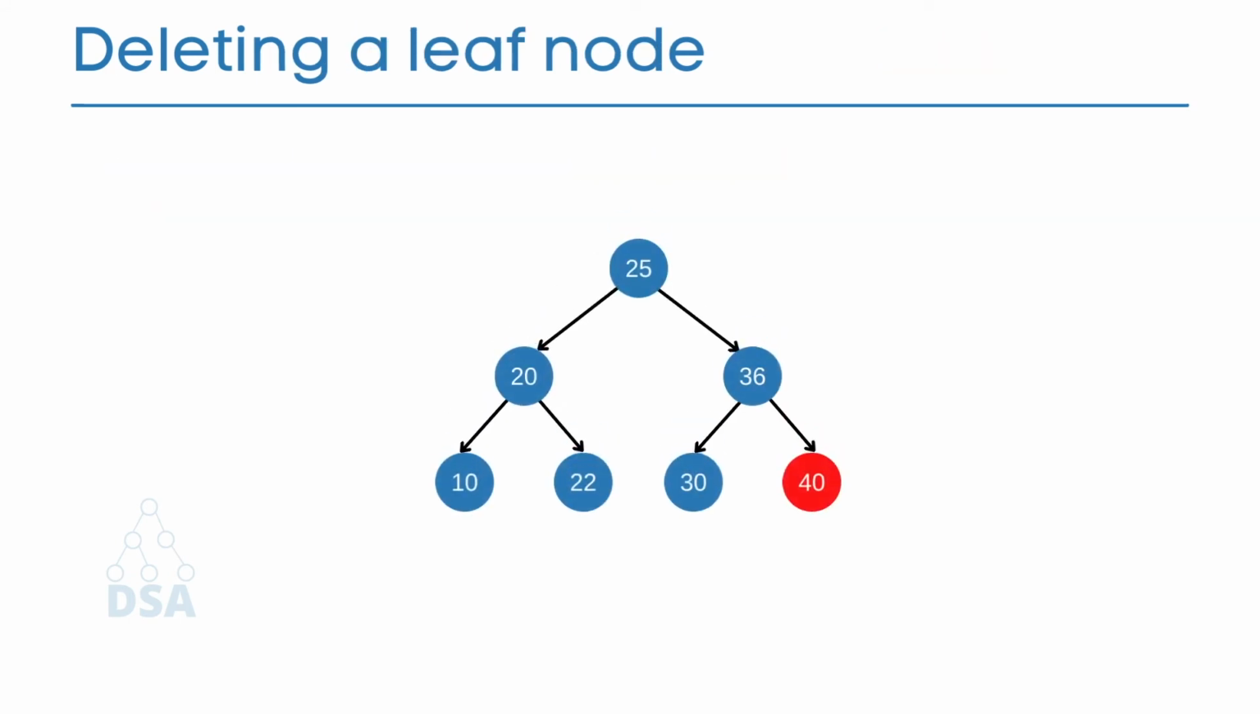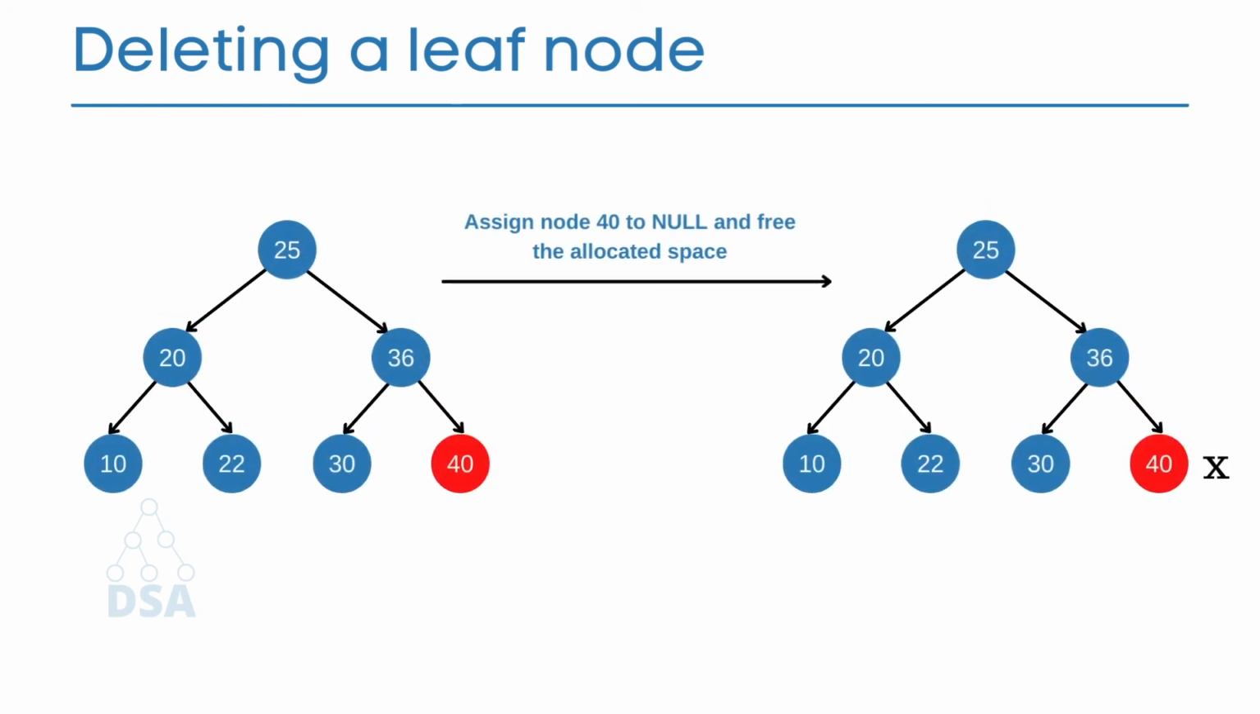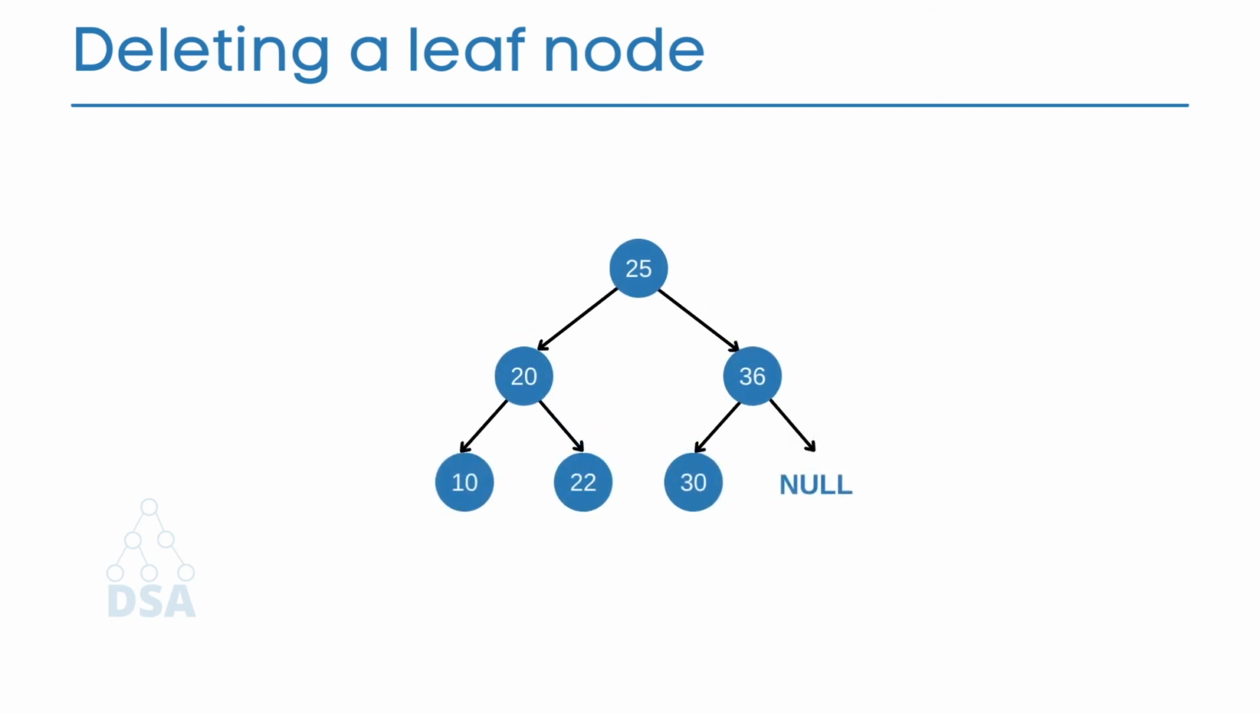Deleting a leaf node. It is simple to delete a leaf node in a binary search tree. It can be done by replacing the leaf node with null. Suppose we want to delete node 40, as it is a leaf node, we can replace the node 40 by null and free the space.